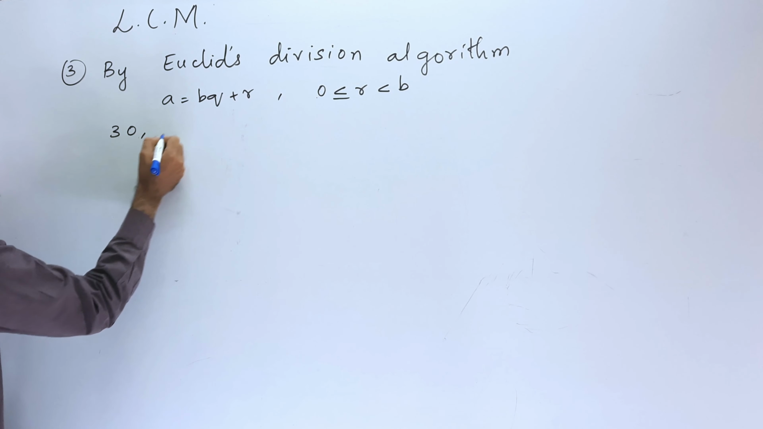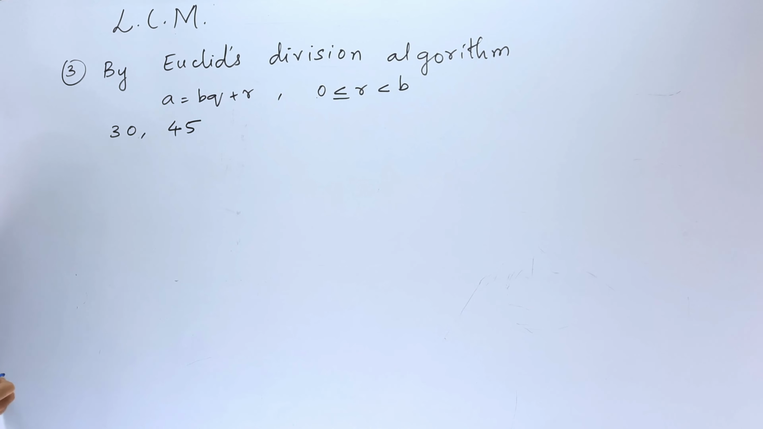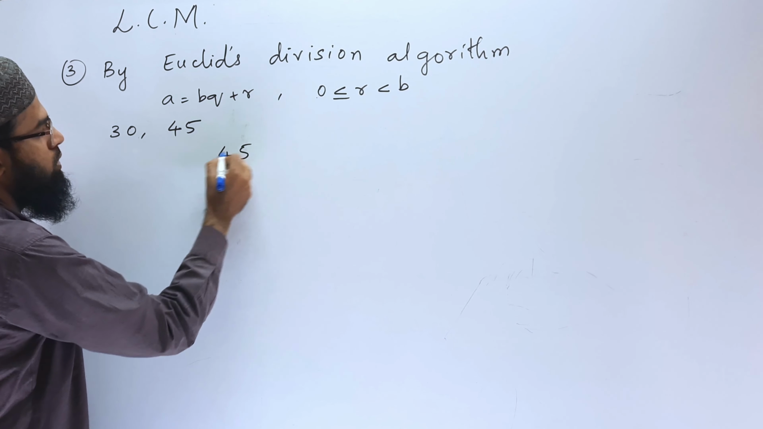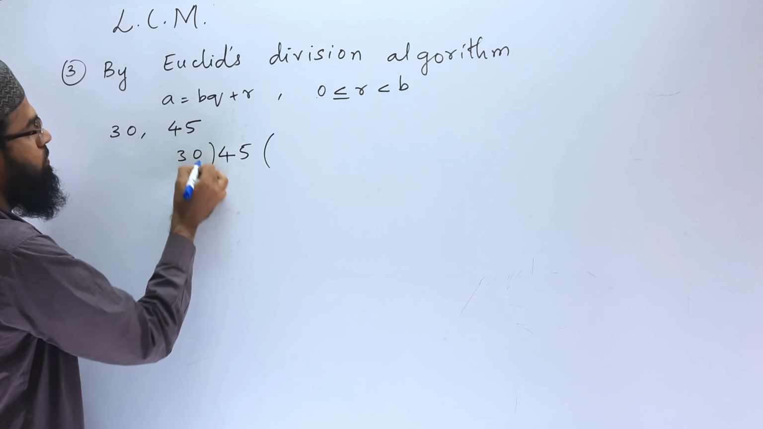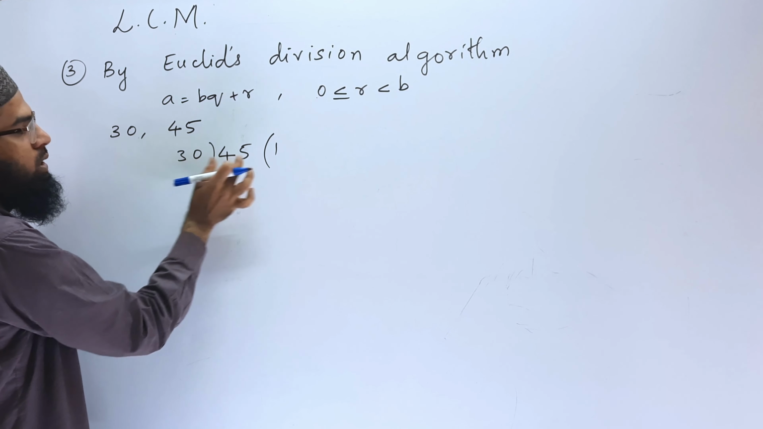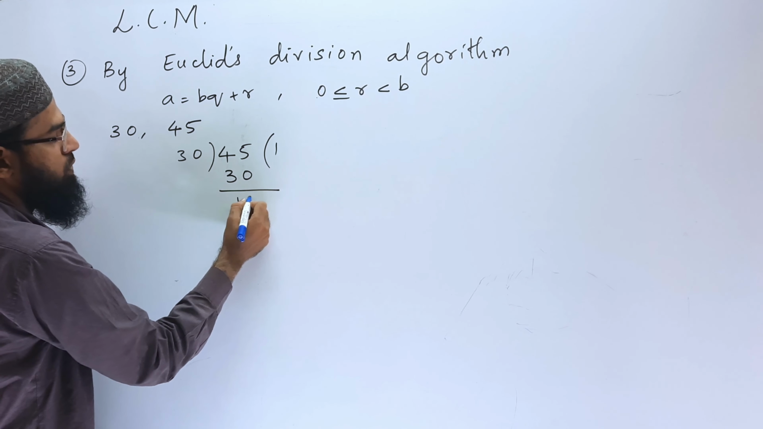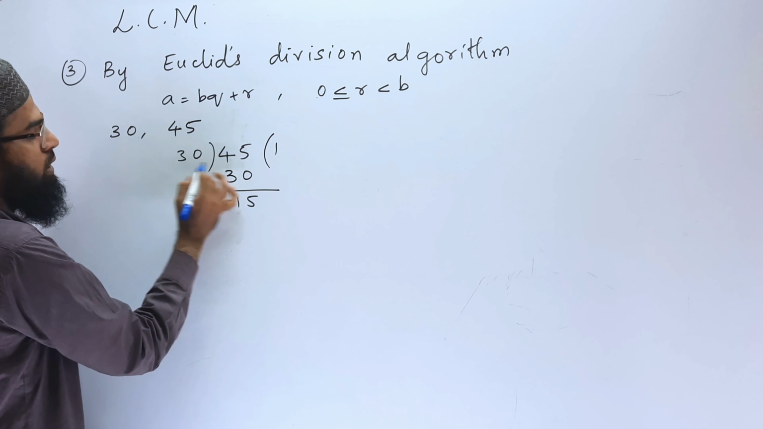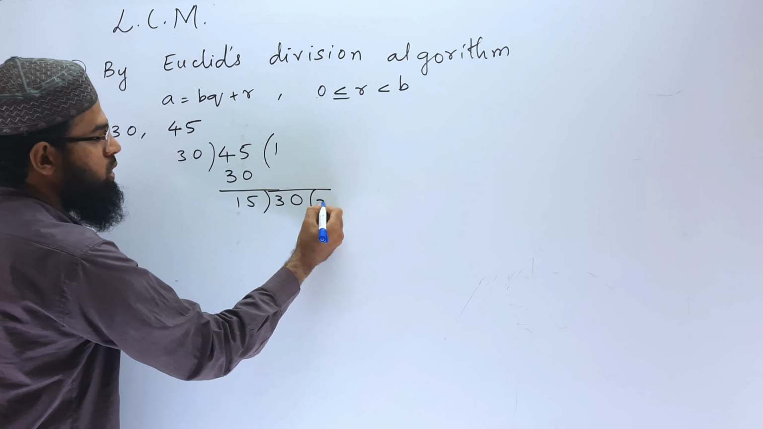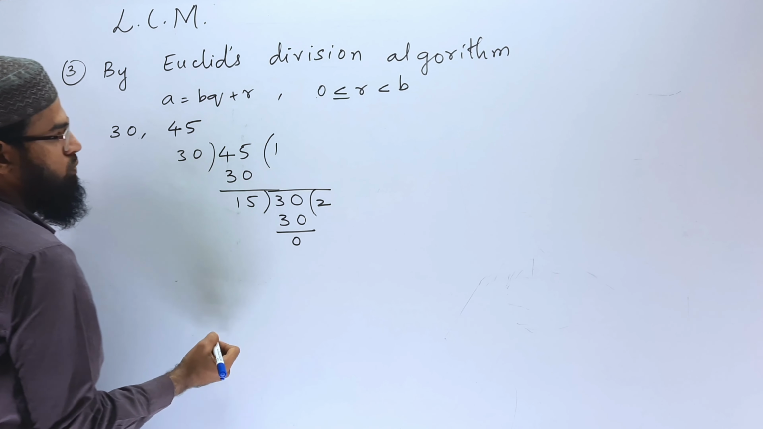We have to find the LCM of 30 and 45. So how are we going to do this? The bigger number we will write inside the bracket, 45, and divide by 30. 30 ones are 30, the nearest number in the 30 table is 30 itself. So the remainder is 15. Next, we will write this 30 here. 15 into 2 is 30, so the remainder is 0.